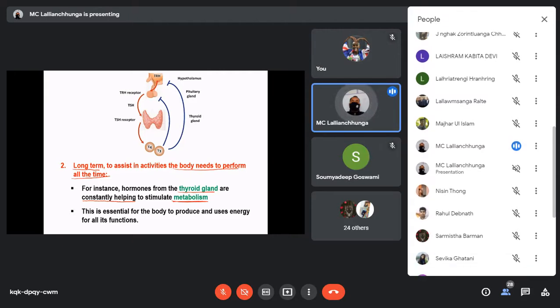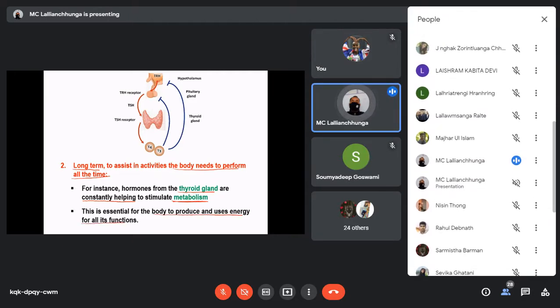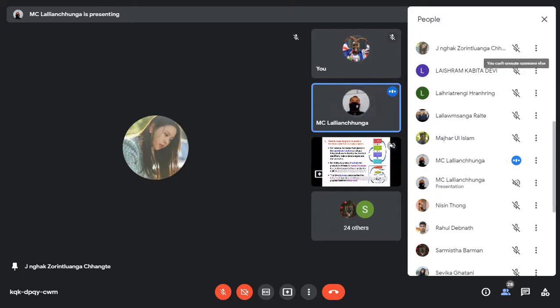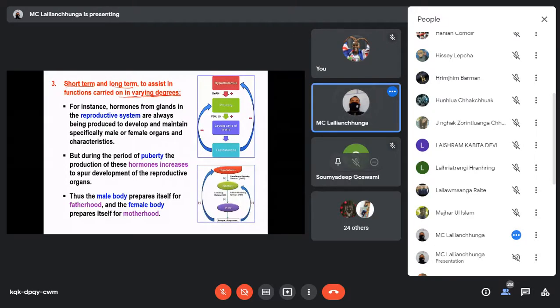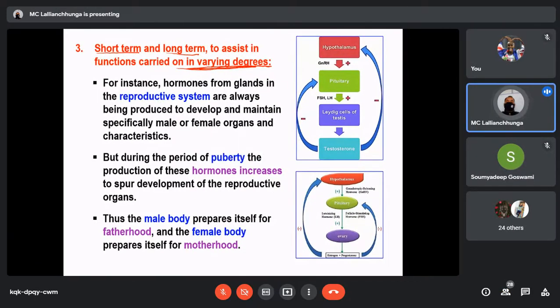This is essential for the body to produce and use energy for all its functions. Okay, so this is another way of action of the hormone. It is a long-term action. And the last one is short-term and long-term, to assist in functions carried on in varying degrees. The point of this one is that sometimes the prevailing condition in the body may demand a high concentration of that particular hormone, but sometimes it may demand only a very low amount of that hormone.